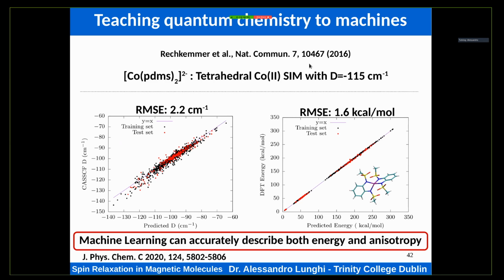So we studied this molecule here, which is a cobalt-2 compound. It was published experimentally in this paper in 2016. What we did first is to try to build a model for the energy. As you see here, the predicted energy matches the DFT one perfectly. But what's important is that we can also extend this model to other properties besides energy, in particular to magnetic anisotropy. You see here you have an error of only two wave numbers on the prediction of anisotropy. So the machine learning model can predict both at the same time.